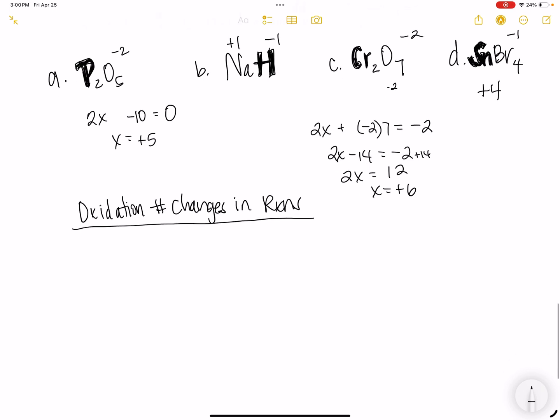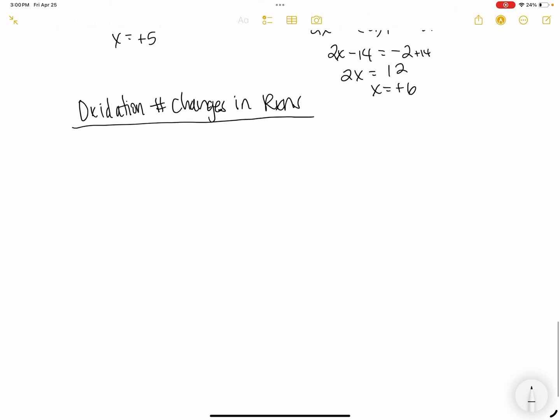So I'll give you the first example. It says copper wire reacts with a solution of silver nitrate. So if we write this reaction out, it's a single replacement, so we would get silver by itself. We would get copper. I'm assuming this is copper 2. Should have told you that.